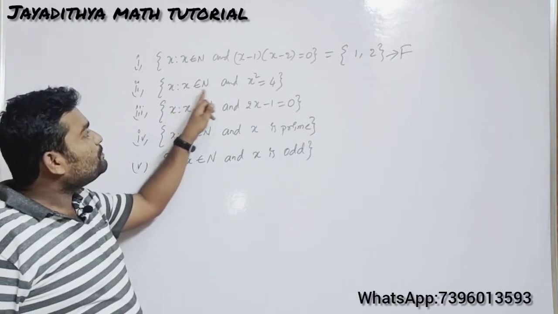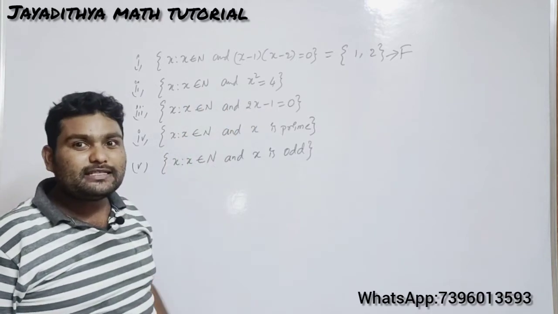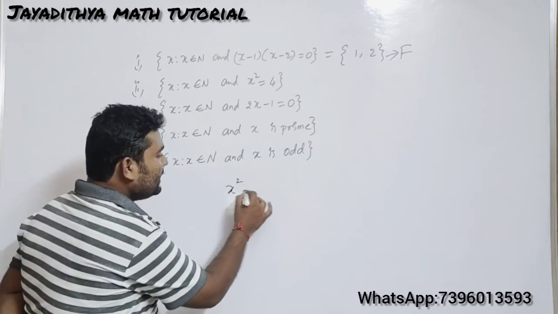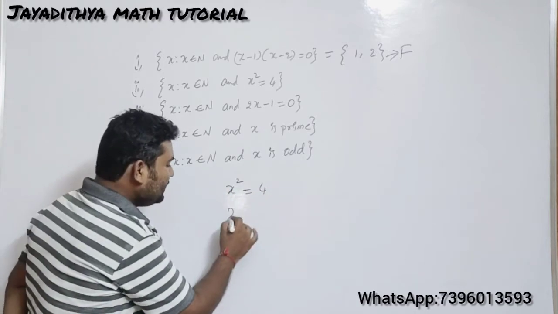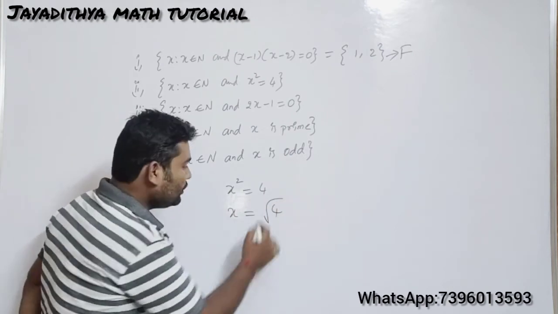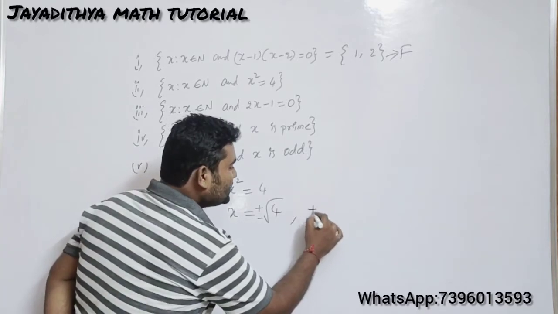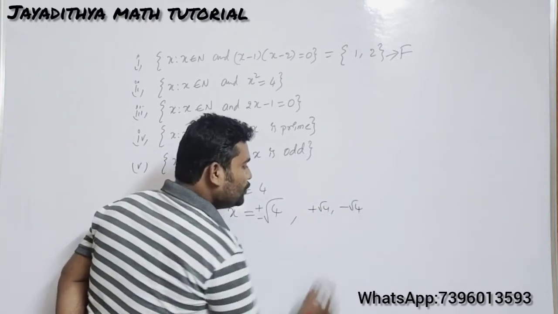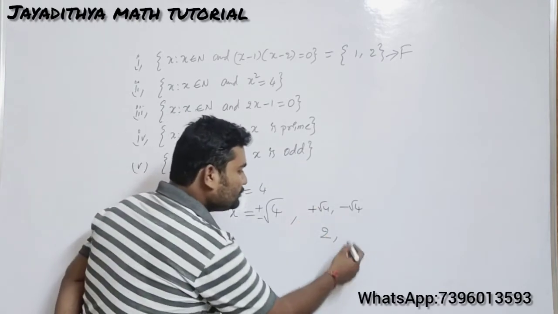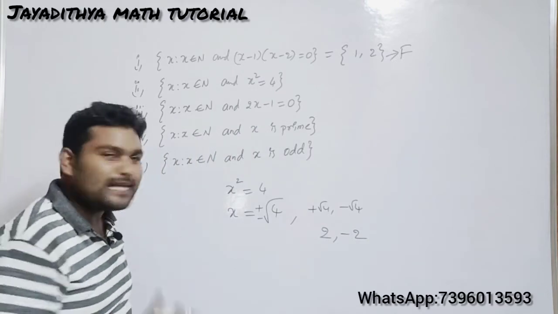x such that x belongs to natural numbers and x square is equal to 4. Here you should be very careful. See here, x square is equal to 4, right? If you bring the square to the RHS, it will be under root 4 and you will have plus or minus. What values should you get here? That is plus root 4 and minus root 4. Root 4 is nothing but 2 and minus root 4 is nothing but minus 2. Now you tell me how many elements are there in this set.